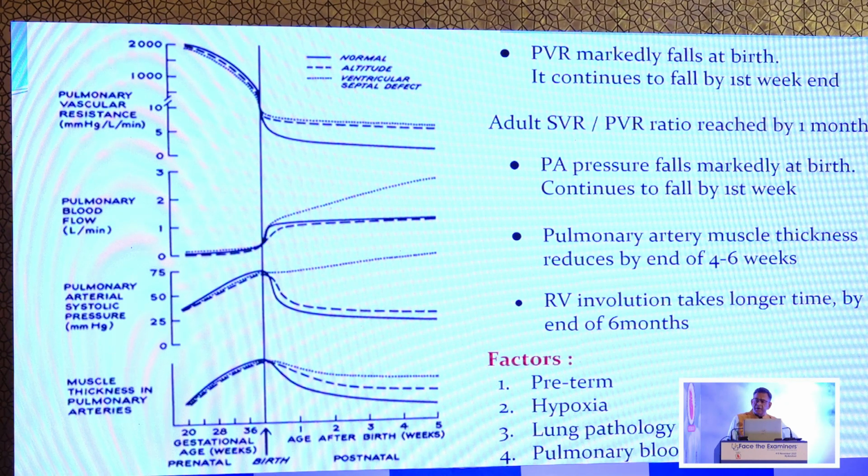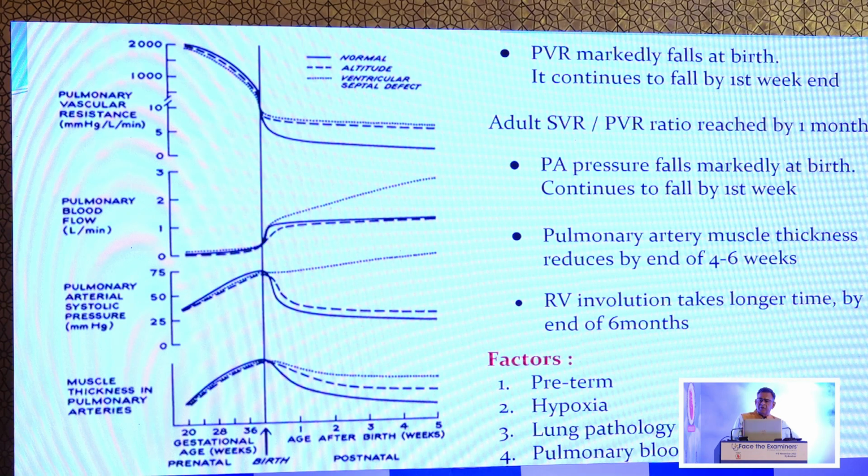Now, what are the factors which are against this? These are preterm, hypoxia because of any reason, respiratory infection or whatever lung pathology, and fourth is pulmonary blood flow, if it is increased because of the presence of shunts. So what will happen there? The PVR will not fall. That is one thing that will happen because of any stimulus. The pulmonary blood flow will not increase. It will remain reduced because PVR will not fall.